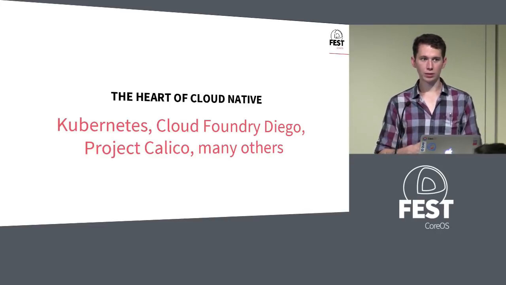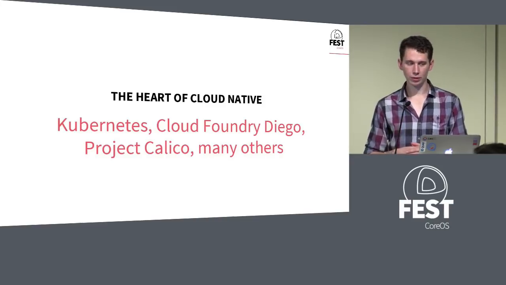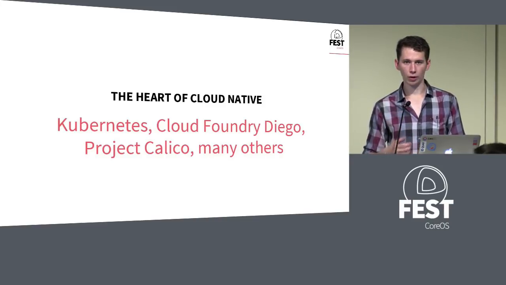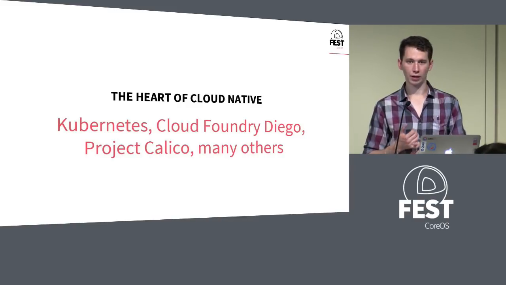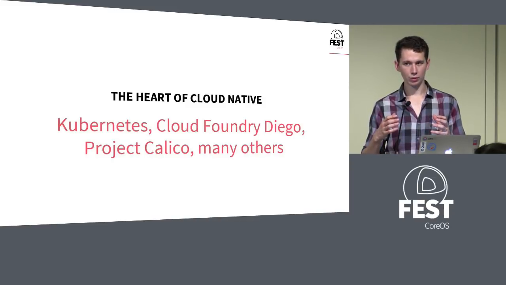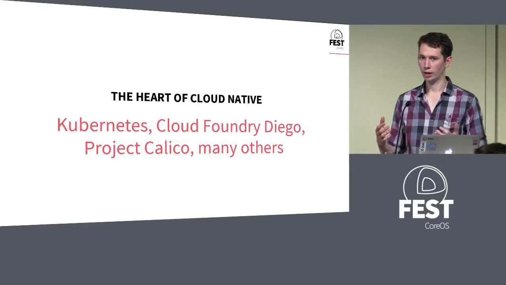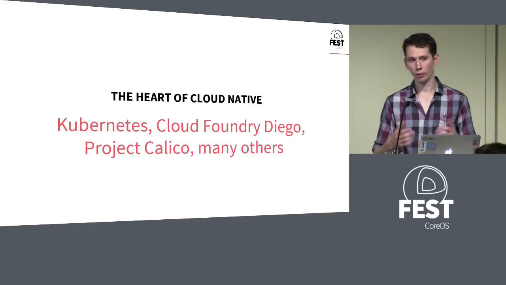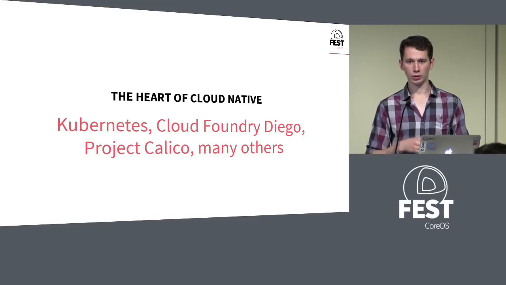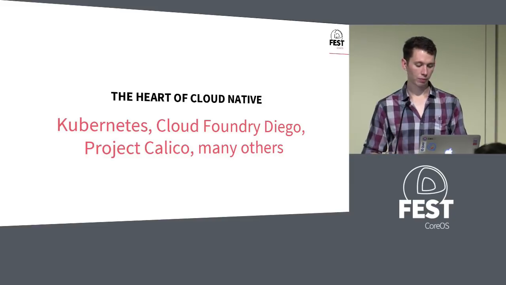So what etcd has become over the last couple of years since it was introduced is the heart of cloud native systems, these distributed systems for running Google-like infrastructure. So you see it inside of things like Kubernetes. Etcd is the primary data store of Kubernetes. You see it inside of Cloud Foundry's new Diego, which is a lot of re-architecture of Cloud Foundry, networking solutions like Project Calico, and many others.